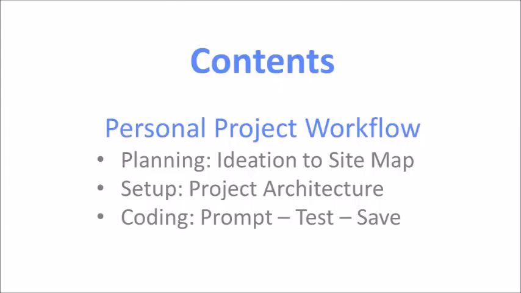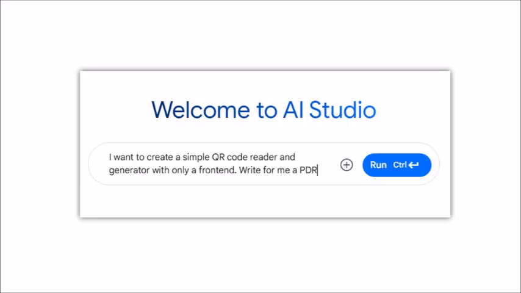So my personal project workflow is going to include planning, the ideation to the sitemap, and the setup, so the project architecture, and then coding, which is prompt, test, and save. Taking a look at the planning, first of all, we need the documents. Over at AI Studio, we'll ask AI to generate the PDR or the PRD.